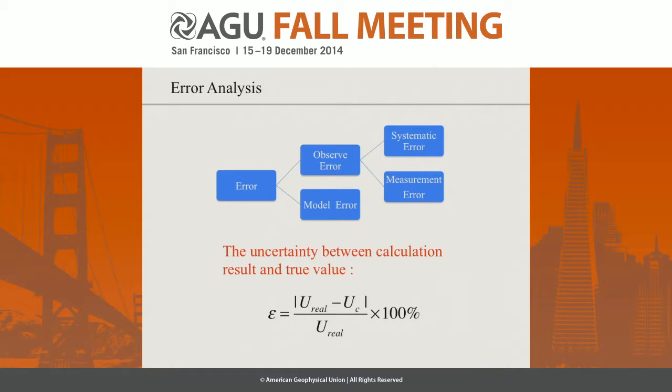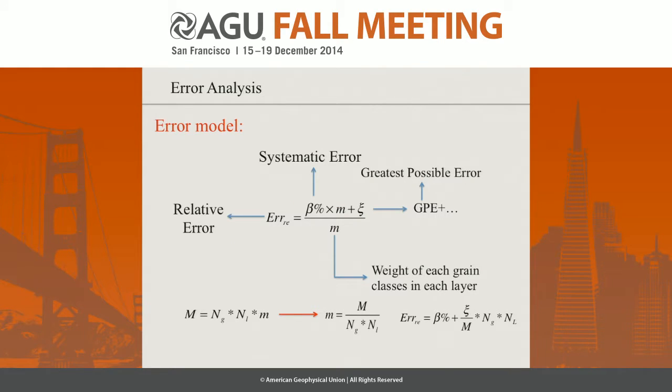For the observed error, we also have two different types of error. Systematic error, which comes from the type of data you want to measure and the method you use to measure your data. And measurement error, which comes from the tool or machine you use to measure your field data. We also propose a simple way to quantify the uncertainty between the calculation results and the true value here. We also propose an error model for the observed error.